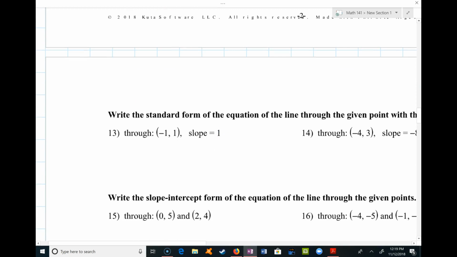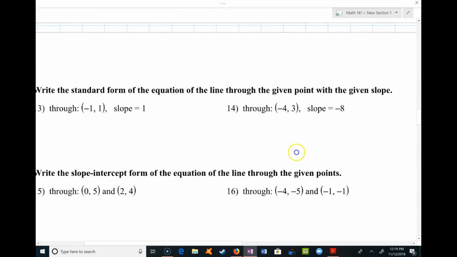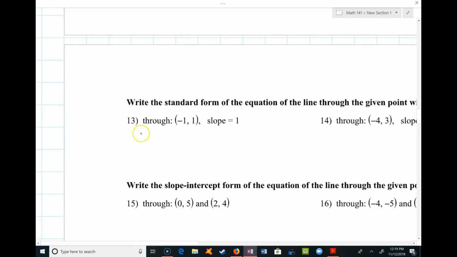Alright, now it says write the standard form of the equation of the line through the given point with the given slope. So once again, I would just start by going y minus 1 is equal to the slope, which is 1, times x minus a negative 1. And that's y minus 1 is equal to x plus 1. So this time, standard form, I want x's and y's on one side and numbers on the other. So I would subtract x from both sides, so that'd be y minus x. Add 1 to both sides, so that would be 2. So y minus x equals 2.